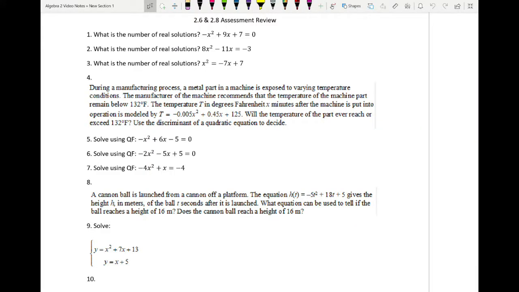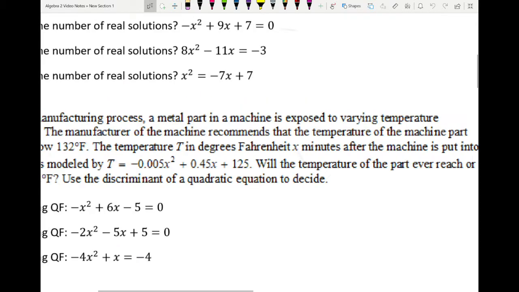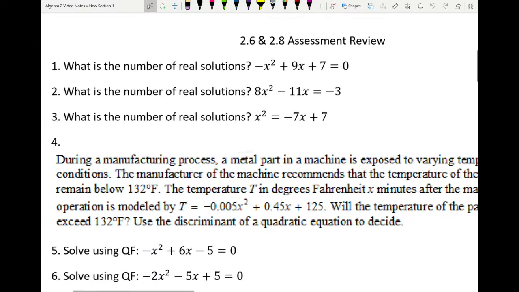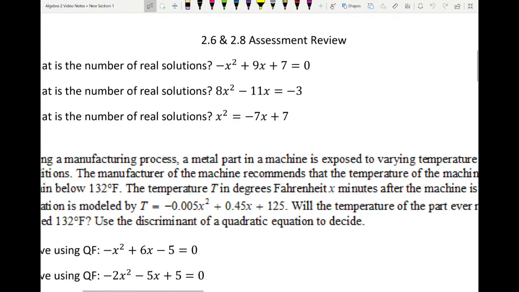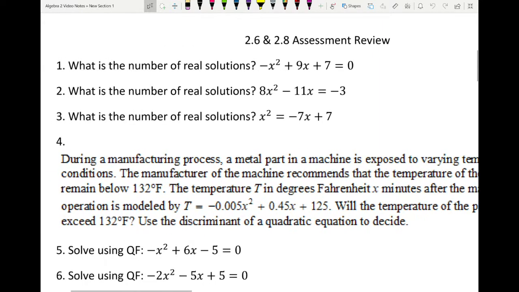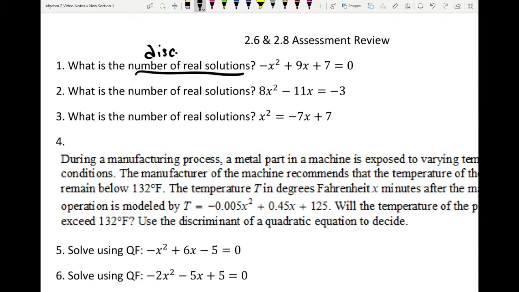All right, class, welcome. So we're going to be doing 2.6 and 2.8 review today. So let's look at the first question. What is the number of real solutions for this quadratic function? If they're asking for the number of real solutions, remember that you're going to be using the discriminant here.